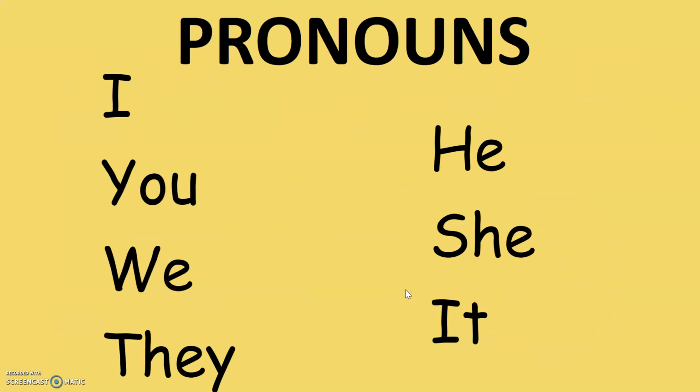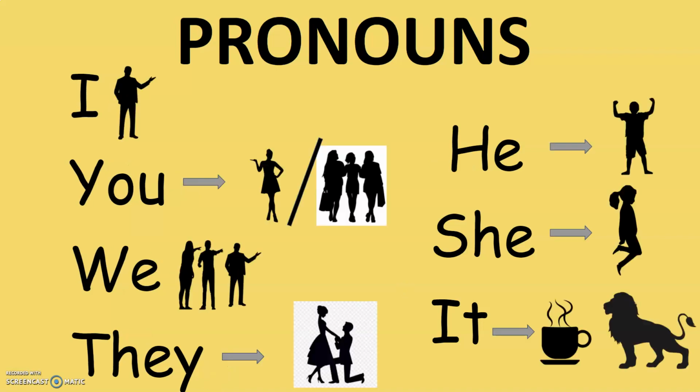So here are the pronouns: I, you, we, they, he, she, it. I is me, myself, I'm talking. You can be one person or a few people. We is I with other people. They, two or more people. He, a boy, a male. She, a girl, a female. And it can be a place, a thing, or a living creature. I, you, we, they, he, she, it.